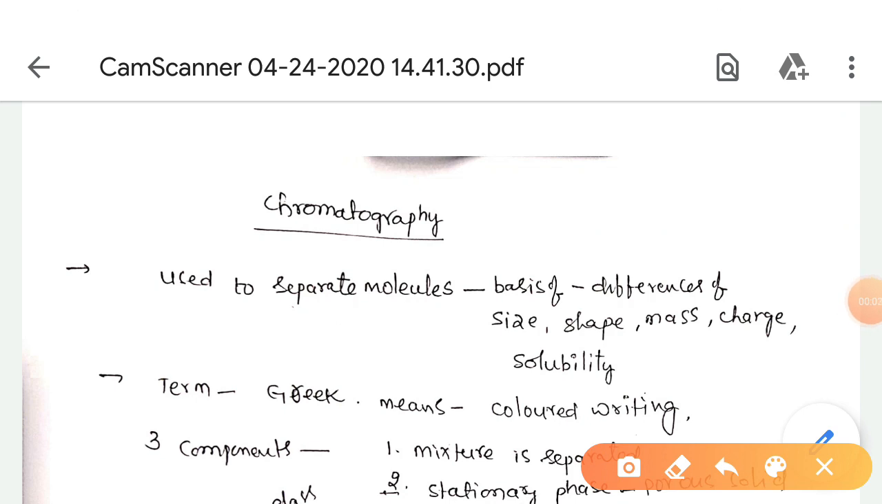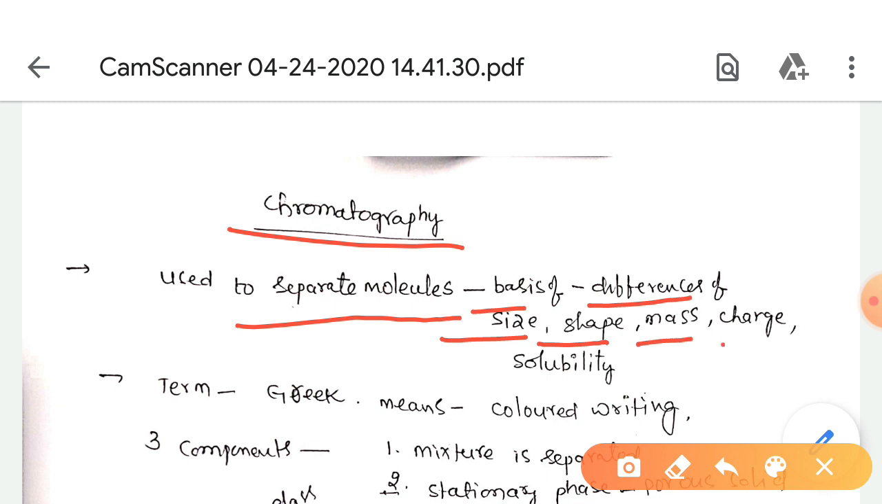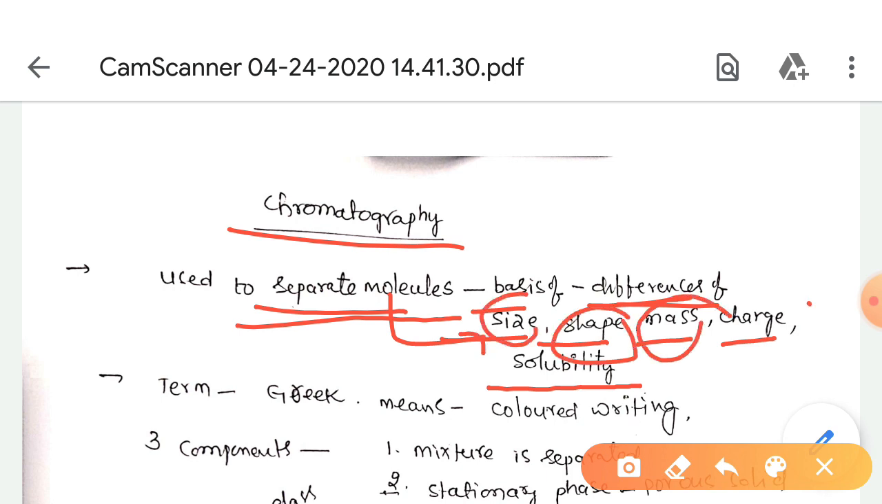Hi to all. Today we discuss chromatography. Chromatography is a technique used to separate molecules on the basis of differences in size, shape, mass, charge, and solubility.